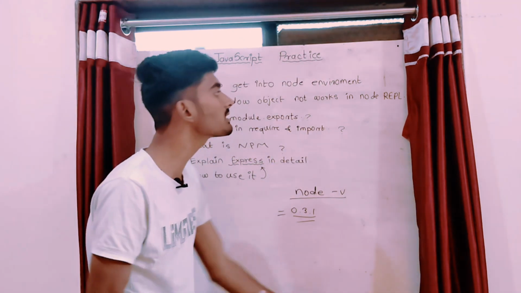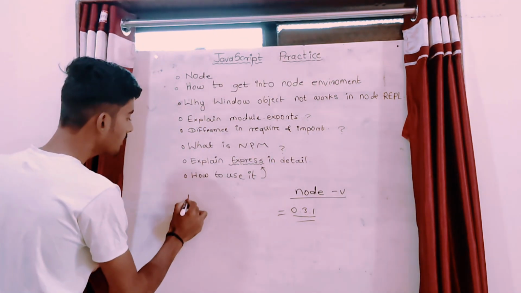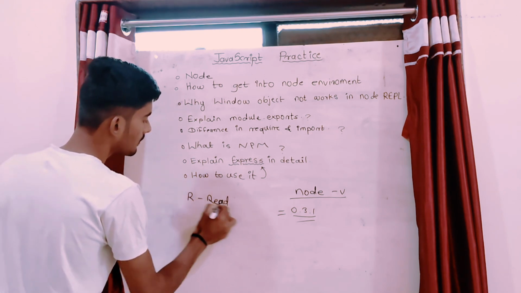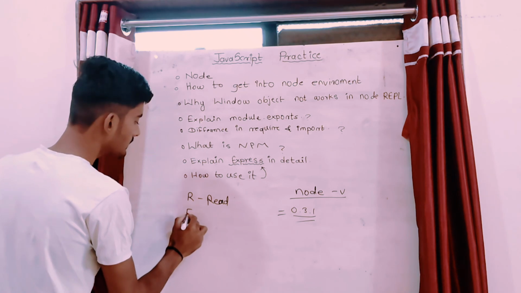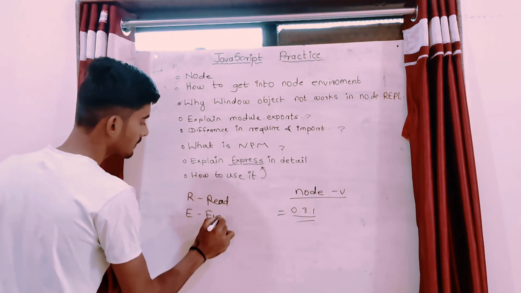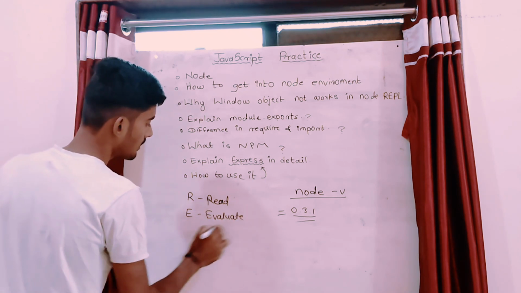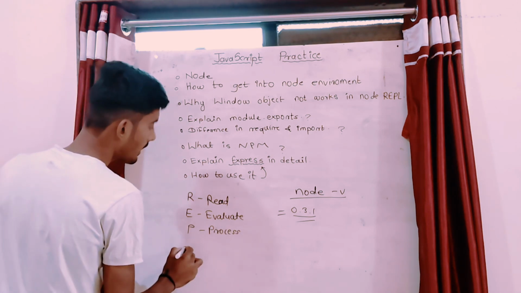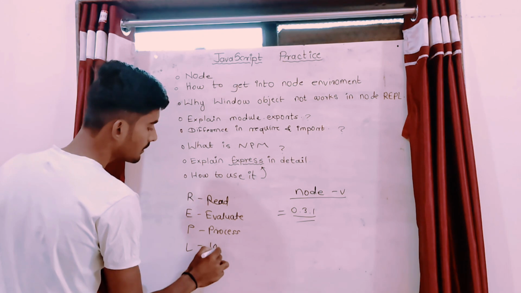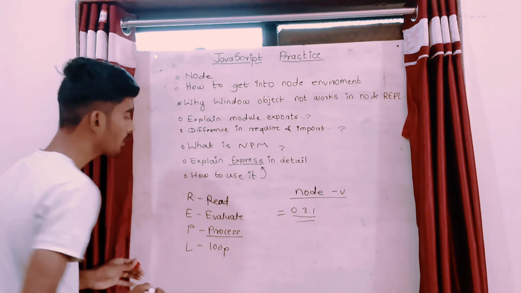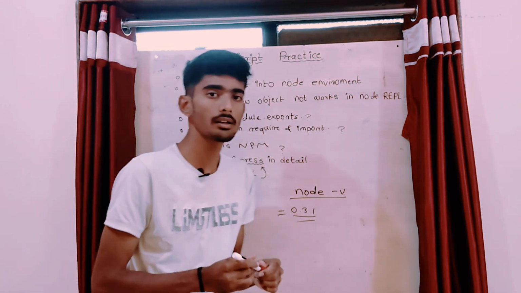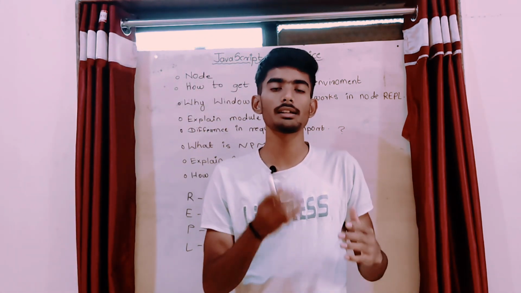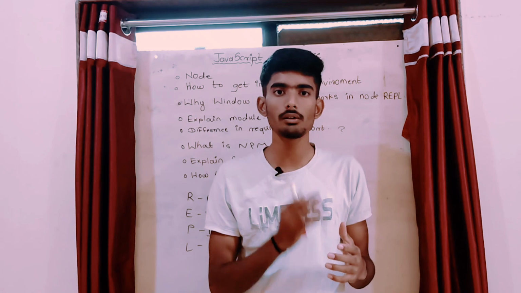And what does REPL stand for? REPL stands for Read, Evaluate, Process, and Loop. R stands for read, E stands for evaluate, P stands for process, and L stands for loop. So REPL is nothing but read, evaluate, process, and loop. We just came into the Node REPL, and in that Node REPL we run our JavaScript file.